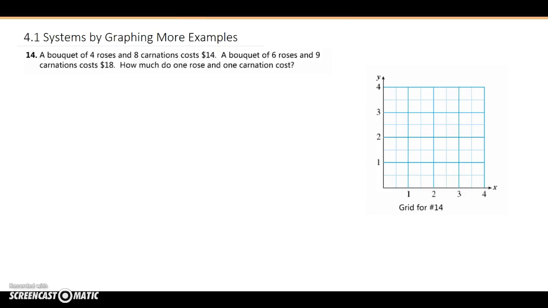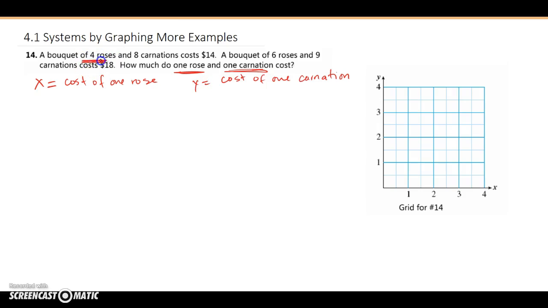So we have a bouquet of 4 roses and 8 carnations, cost $14, and a bouquet of 6 roses and 9 carnations costs $18. How much do 1 rose and 1 carnation cost? So we're asked for 2 things. We're going to let them be x and y. So we'll say x is equal to the cost of 1 rose, and y is equal to the cost of 1 carnation.